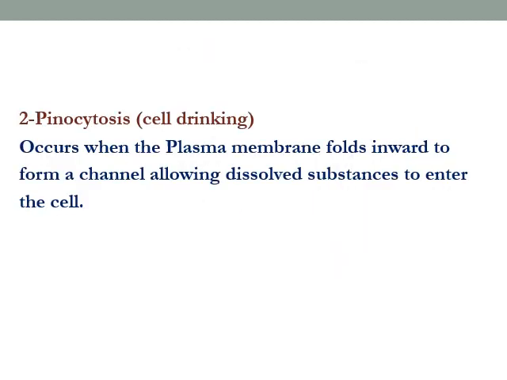The other type of endocytosis is pinocytosis, or cell drinking. Pinocytosis occurs when the plasma membrane folds inward to form a channel, allowing dissolved substances to enter the cell. When the channel is closed, the liquid is encircled within a pinocytic vesicle and fused with the lysosome to break down the particles. Then the vesicles fuse with the plasma membrane to release their contents outside of the cell.